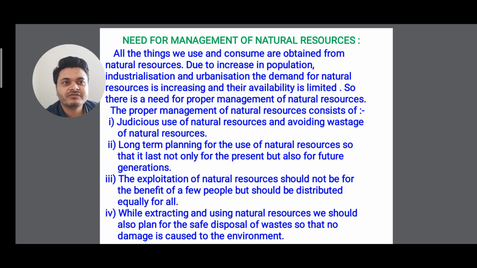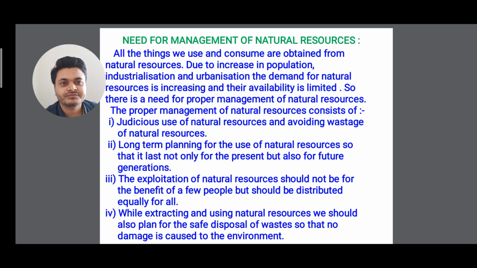The proper management of natural resources consists of the following. Number one, judicious use of natural resources and avoiding wastage of natural resources. That means we have to use natural resources cautiously and not waste them. Consumption habits have to be proper. Then the second point is long-term planning for the use of natural resources so that they last not only for the present but also for the future generations. So there has to be long-term planning for natural resources.